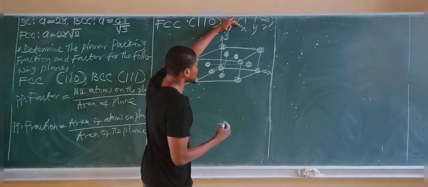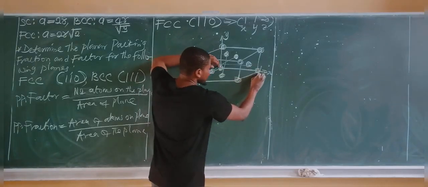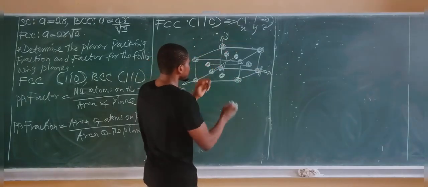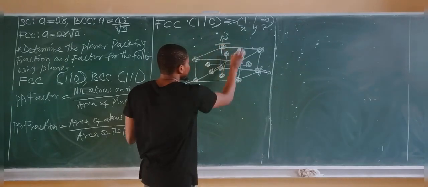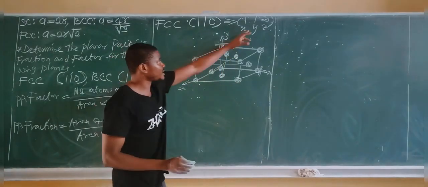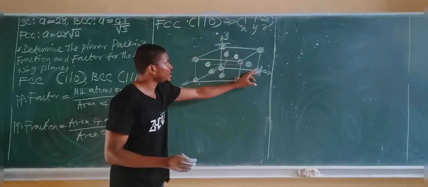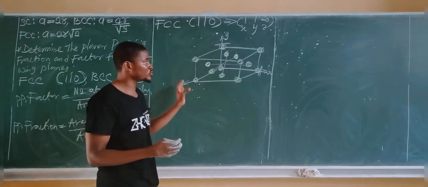So the x-intercept is at 1, which means from the origin it intercepts x at 1. The y-intercept is also at 1. From the origin it intercepts y at 1. The z-intercept is infinity, which means this plane, the x and y plane, is what? Parallel to the z axis.